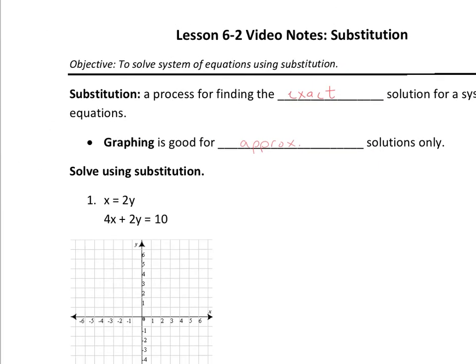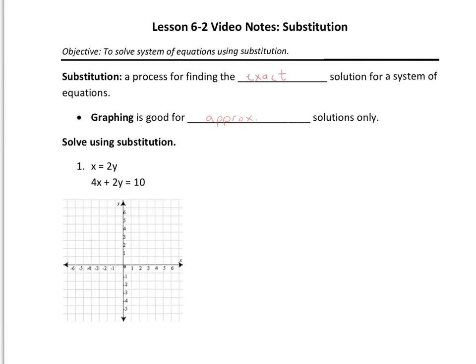It will if it's a nice, pretty whole number, but if it's a decimal or a fraction on a graph, you wouldn't know if it was like 2.1 or 2.2 or 2.25. So graphs are good to get you an idea of what the picture looks like and about what the answer should be.